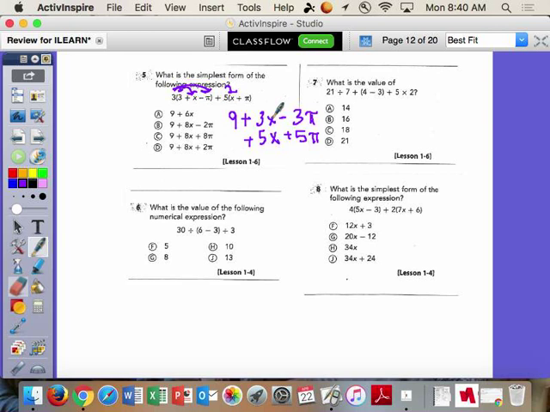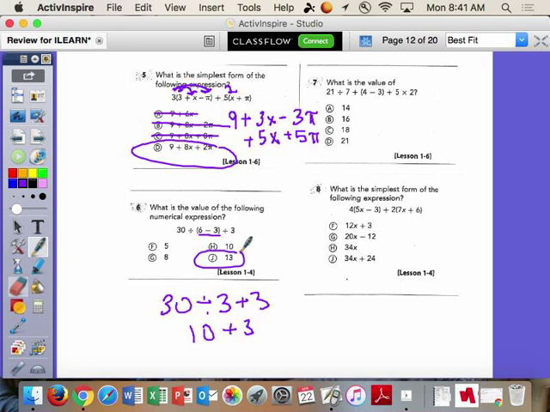What's 5x plus 3x? 8x. Okay? I have a negative 3 pi and a positive 5 pi. Do I add them together and get 8? I do not. They're different signs. Okay? This is the positive, has more, which means that your answer will be positive. All right, for 6. Parentheses first. So that would be 3. So I have 30 divided by 3 plus 3. 10 plus 3 is 13.